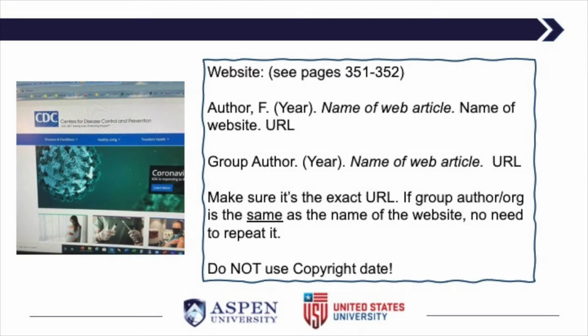Now, some websites are tricky and you have to play detective to try to find who the author is and who and when it was written. So always scroll down to the bottom of the article to see if there's an author's name there and a date that it was published. Do not use the copyright date at the very, very bottom of the page because the copyright date is the date that the actual website was copyrighted, not the date the article was written.